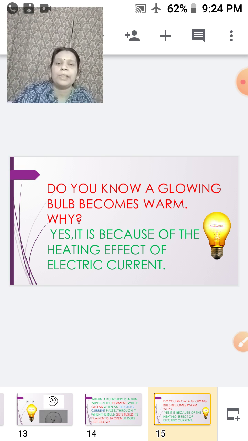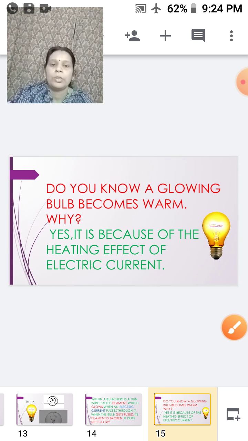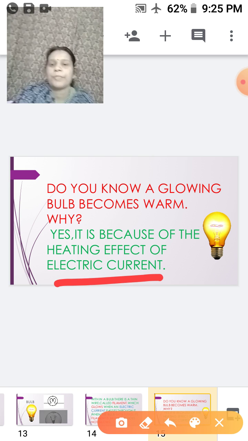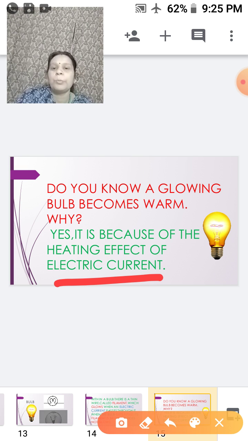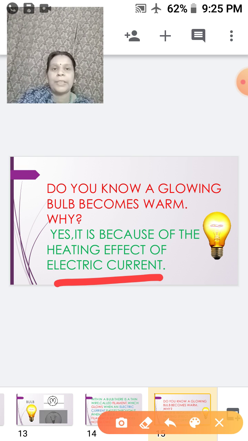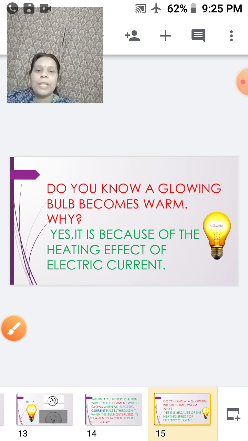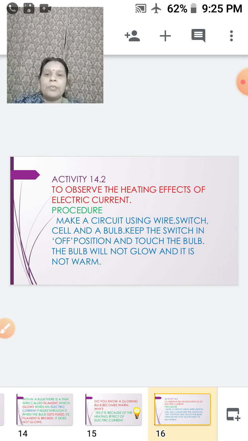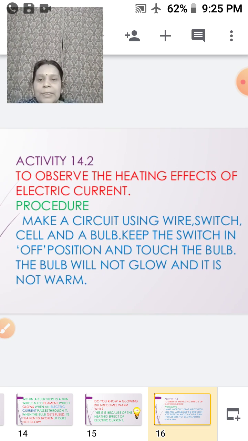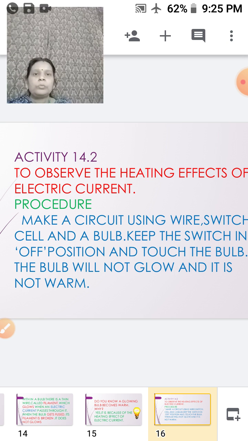Why is it happening? It is because of the heating effect of the electric current. That means the bulb is getting heated up. The wire within the bulb, that means the filament that is there within the bulb, gets heated up, and due to that, what is happening? The bulb becomes hot. So for this again we will be doing one activity, and that activity is again given in your book as your 14.2.